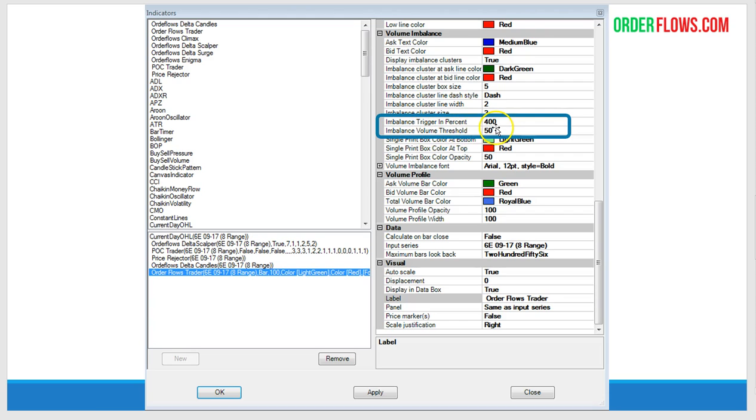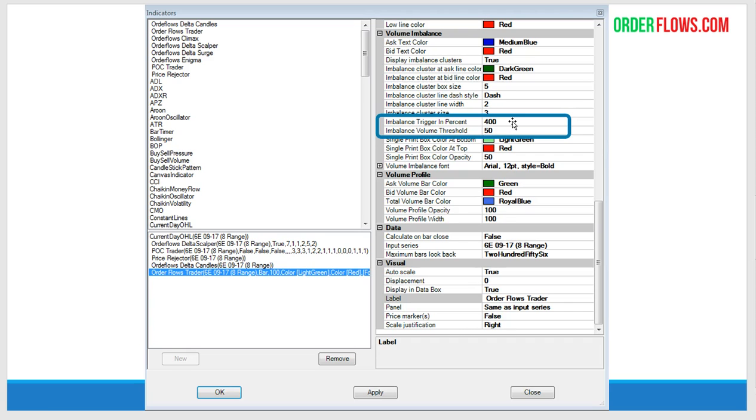Imbalance trigger in percent is 400, which is 400%. What that means is the ratio between the bid and the offer diagonally has got to be 4 to 1. For a buying imbalance to print, there has to be 4 times as much volume traded on the offer as traded on the bid. And the imbalance volume threshold is the minimum volume that needs to trade for the imbalance to show. So if the volume traded on the bid is 4 and the volume traded on the offer is 15, technically that's an imbalance by over 400%, 4 to 1.